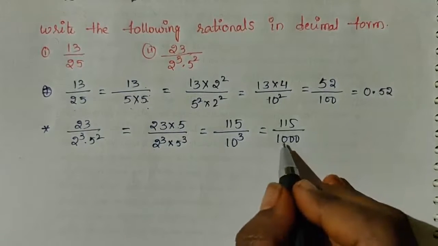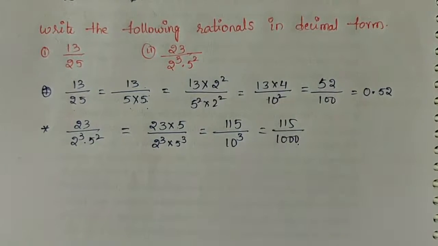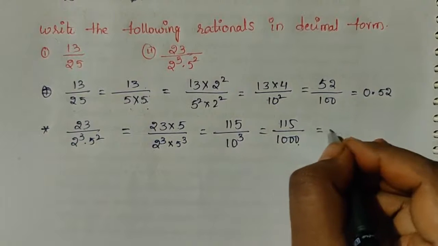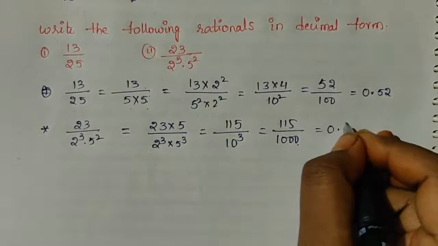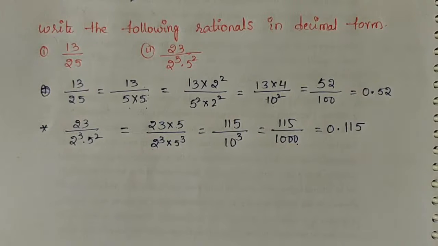Here in the denominator we have 3 zeros, so we have to take the decimal point before the 3 digits. So the result we get is 0.115. Okay. In this way you need to calculate the decimal form of the rationals without using the division.